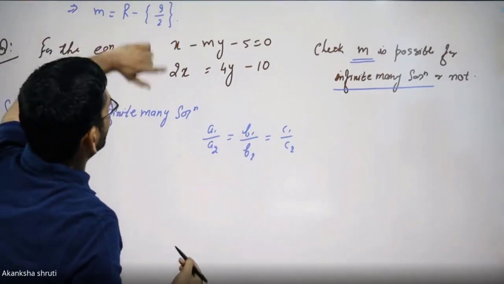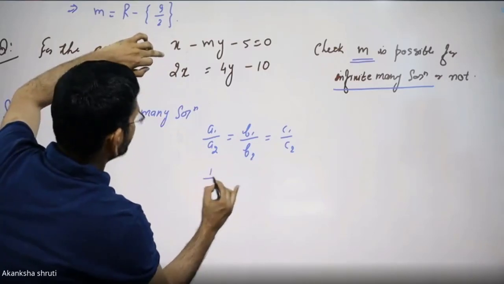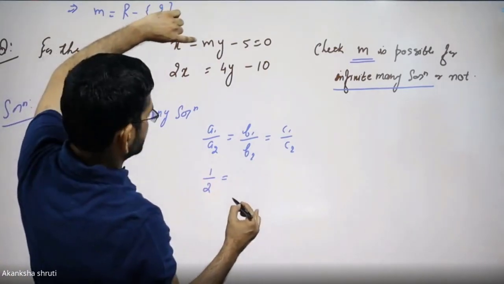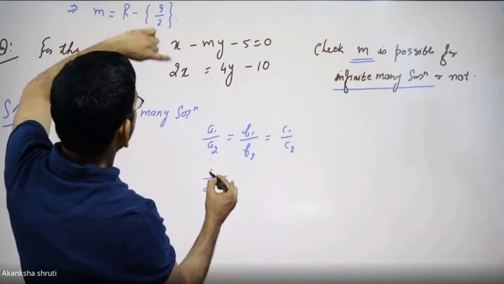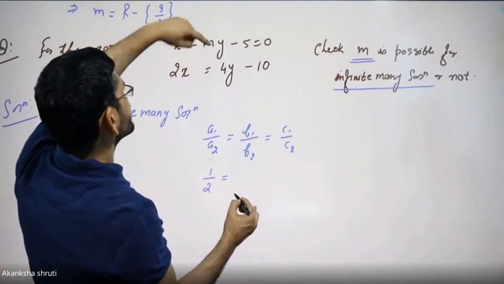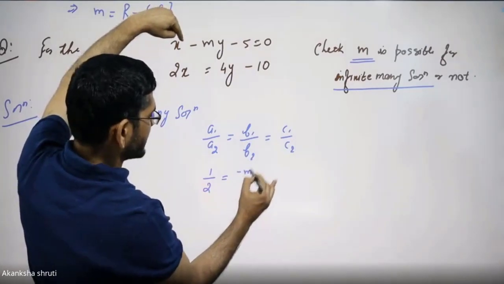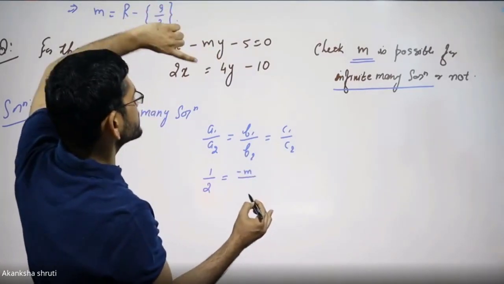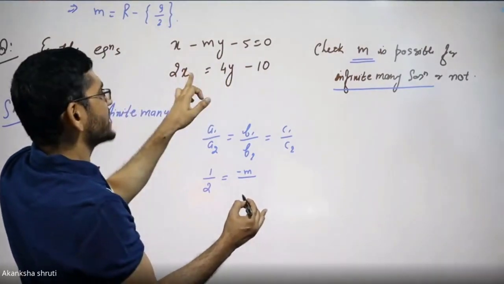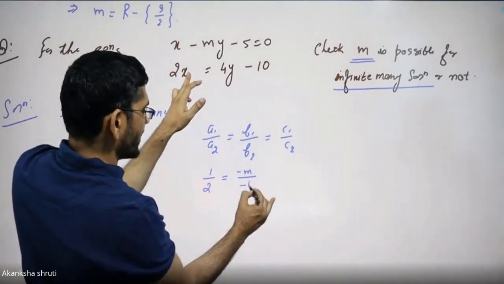Let us substitute the values of a1, a2 from the equations given. Student, a1 is 1, a2 is 2, the coefficients of x. Now come to b1, b2. In the first equation, y is already on the left hand side, so b1 is minus m. But in the second equation, student, remember that y is on the right hand side. So first bring it to the left hand side, then take. Bringing it to the left hand side, it becomes minus 4y, so it will be minus 4.